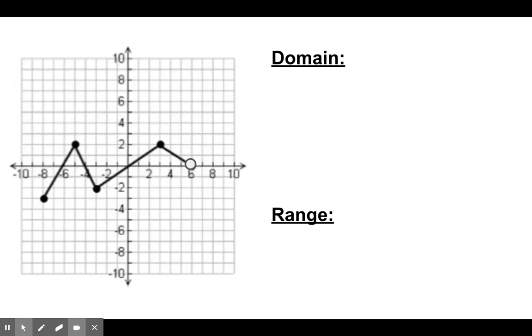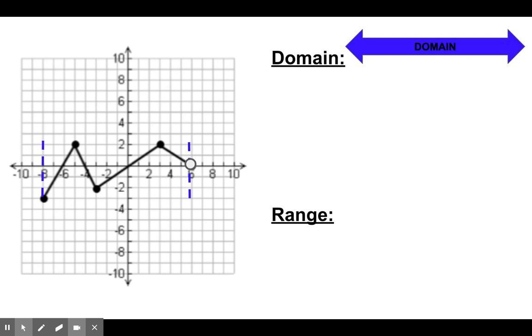Let's take a look at another one. So once again, domain is left to right. The farthest left that this graph goes is -8, and the farthest right is 6. So we can say x is between -8 and 6. The line is underneath the -8 inequality and not the 6 inequality because the -8 is a closed dot. The 6 has an open circle on it. So it's -8 to 6. -8 is included, 6 is not.